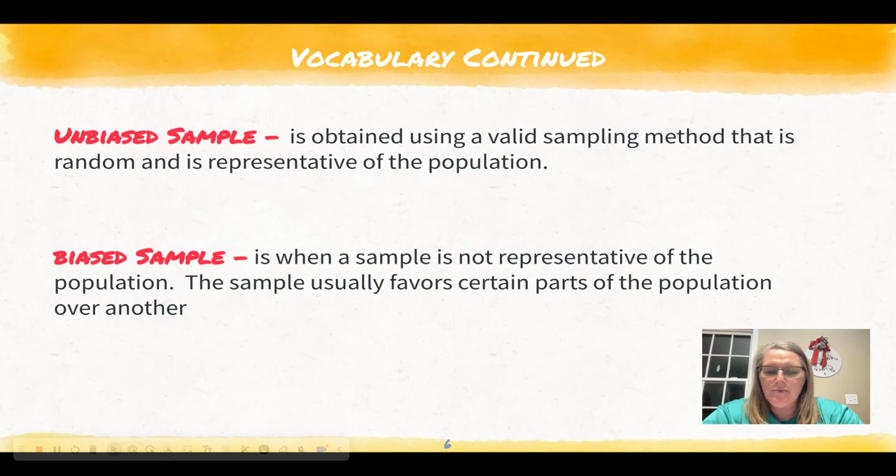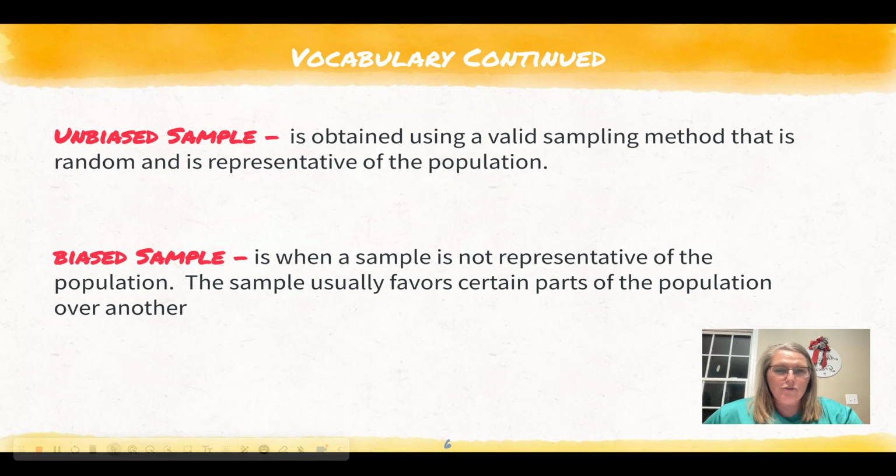A biased sample is when a sample is not representative of the population. So let's say we're doing a survey about the cafeteria and favorite foods, and we only surveyed seventh graders that ate food in the cafeteria, or seventh graders that didn't eat food in the cafeteria. That might be a little bit biased.